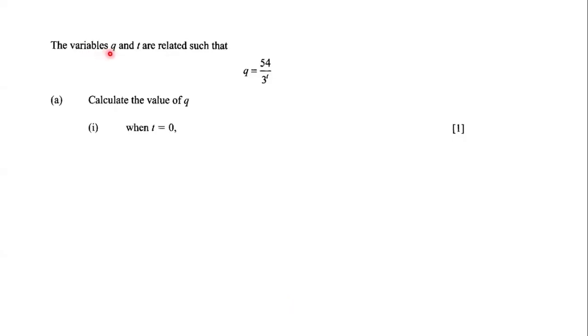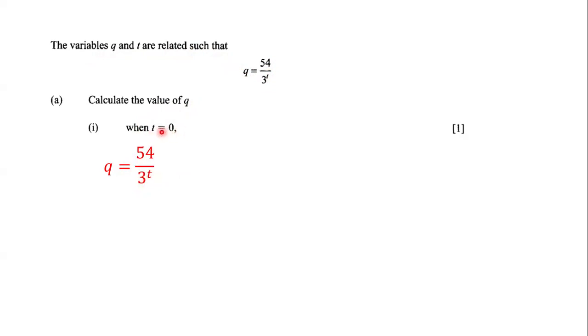The variables Q and T are related such that Q is equal to 54 divided by 3 raised to the power of T. Calculate the value of Q when T is equal to 0. And so here we have Q is equal to 54 divided by 3 raised to the power of T. Indeed, T is equal to 0.